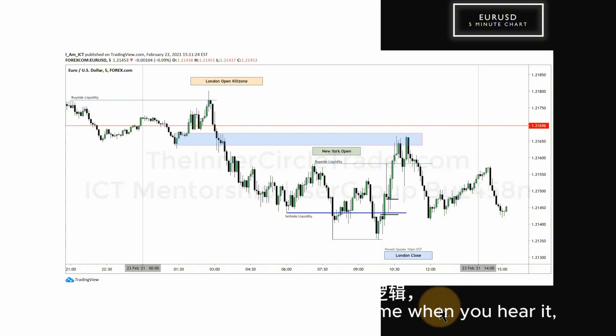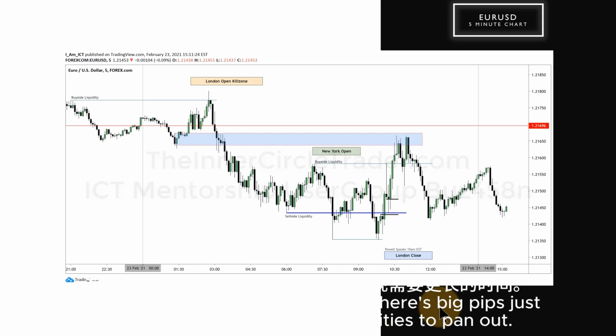It doesn't sound logical the first time you hear it, but when you take a step back and look at how price action moves, and study it, it's the same thing happening on these bigger time frames where there's big pips. It just takes longer for those opportunities to pan out.